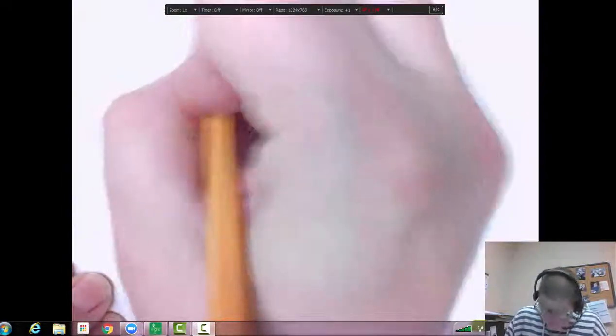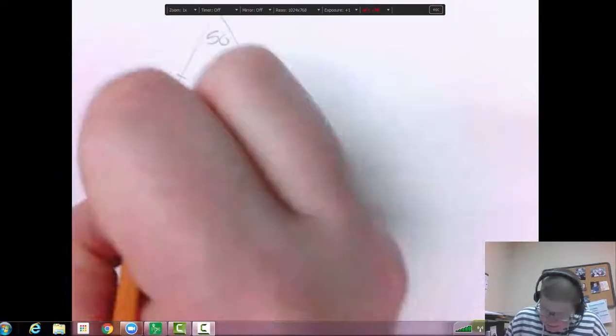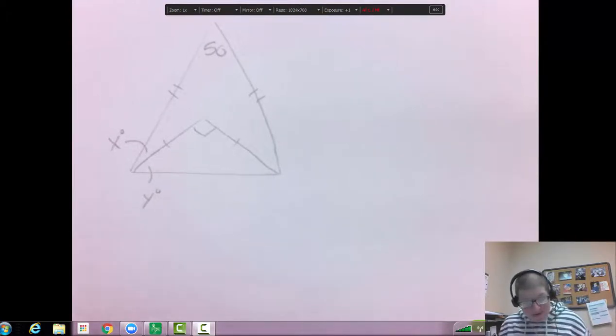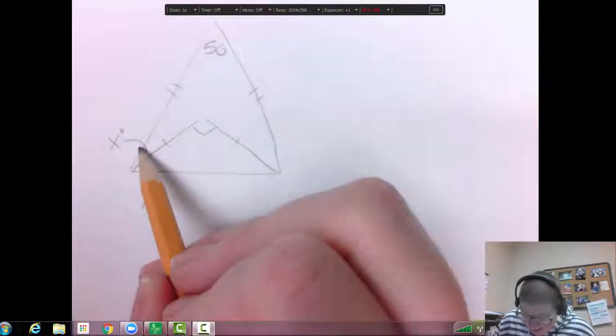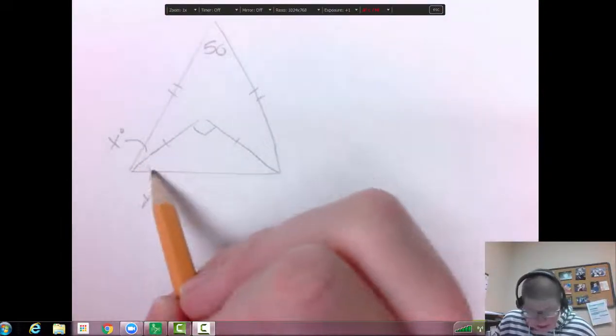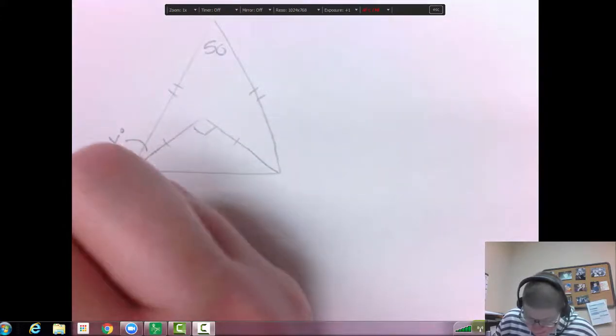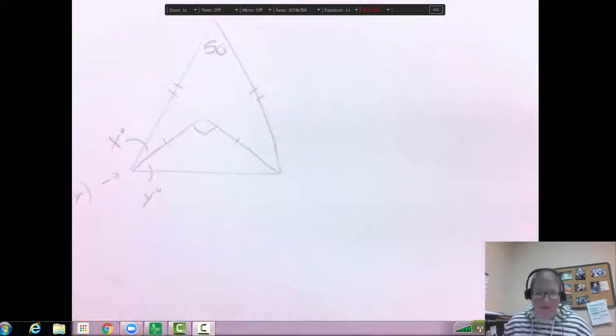This one's 50 degrees. I want to know this one, and I want to know this one, what degrees each of those are. Okay, so the first idea that I thought of is that this whole angle is x plus y. That was my first thought.